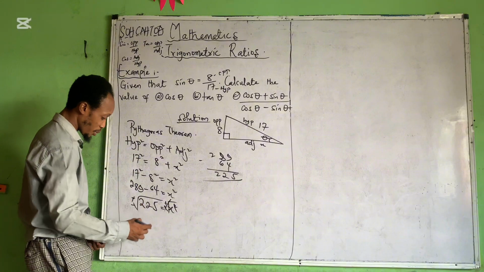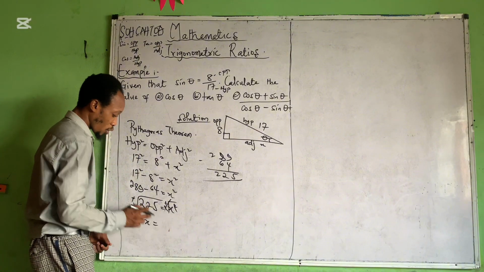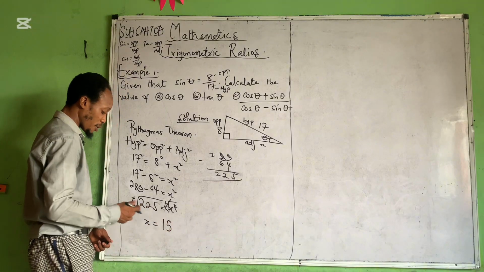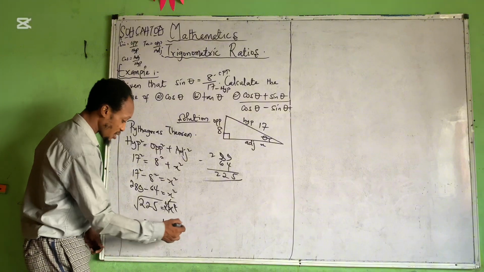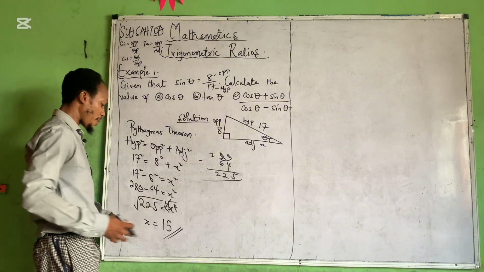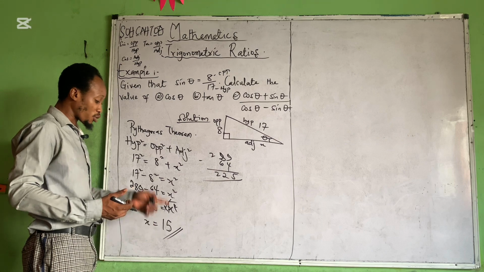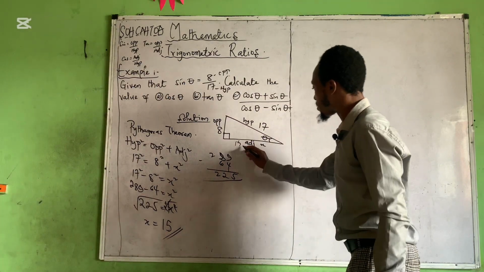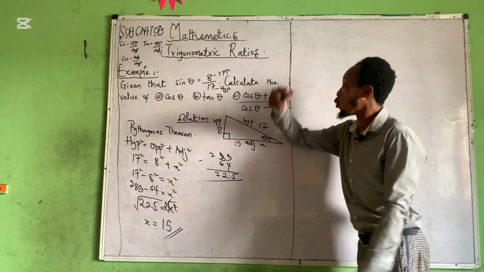So x is equal to plus or minus the square root of 225, which is 15. Plus or minus 15, but let's leave it like this because of what we are dealing with. If it is a quadratic equation, that's when we will use plus or minus. So x is equal to 15. It means that this place is 15. So we can now start solving what we have been given.